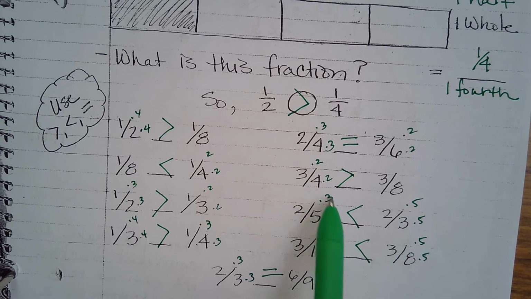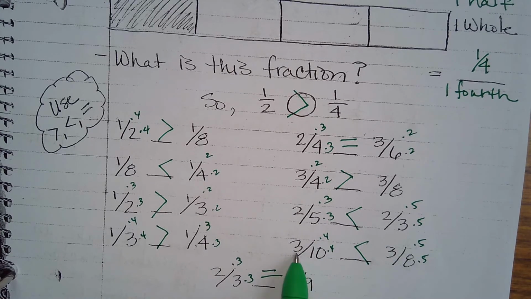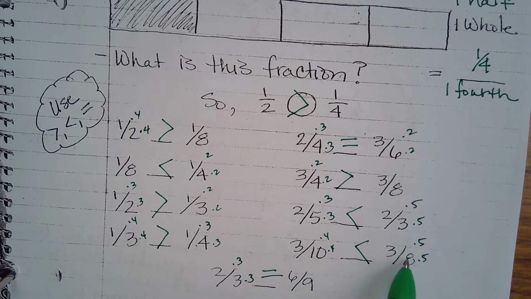So I created a common denominator. I went, okay, that's going to be 6 and that's going to be 10. So I know 10/15 is going to be greater than 6/15. And then I have 12/40 and 15/40. So 15/40 is going to be greater. Do you see how I'm doing that? And then lastly, 2/3 is equal to 6/9.